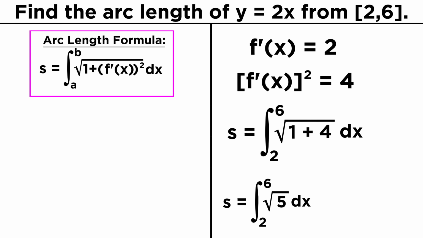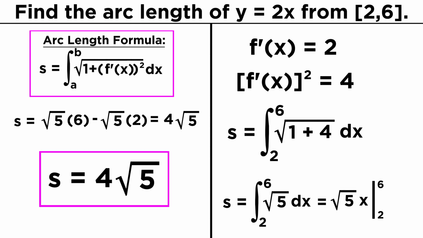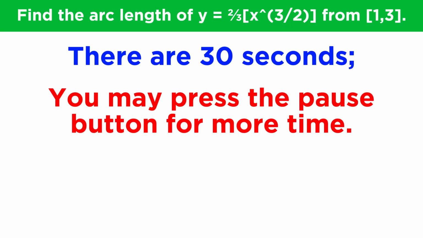Since radical 5 is a constant, we derive radical 5 times x evaluated from 2 to 6. This is equal to 6 radical 5 minus 2 radical 5, which is just 4 radical 5. Hence, the arc length of y equals 2x on the closed interval from 2 to 6 is equal to 4 radical 5. Now, try one on your own.